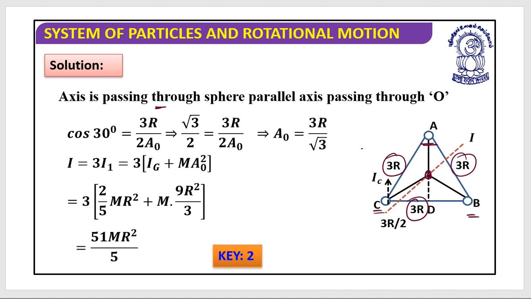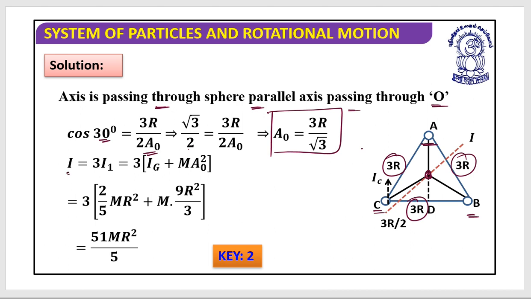The axis is parallel to the axes through the spheres, passing through O. To find its location, cos 30 degrees, which is root 3 by 2, equals 3r by 2 a naught. From this I get a naught, which equals 3r by root 3. Now let's find the moment of inertia of any one sphere, and I will multiply this by 3.